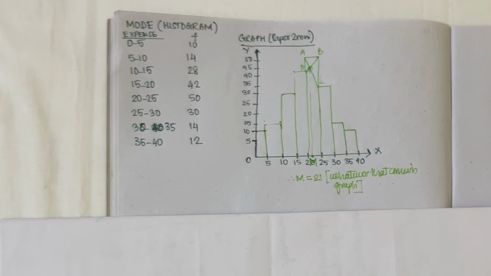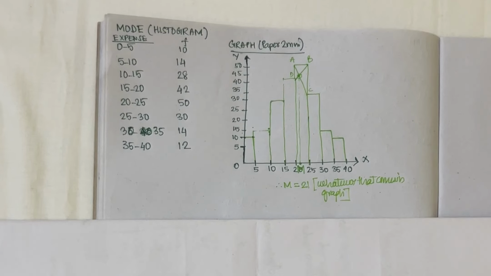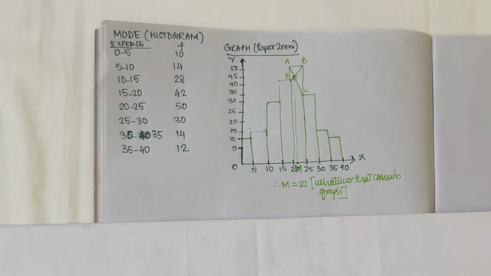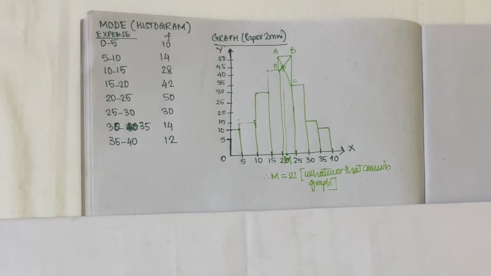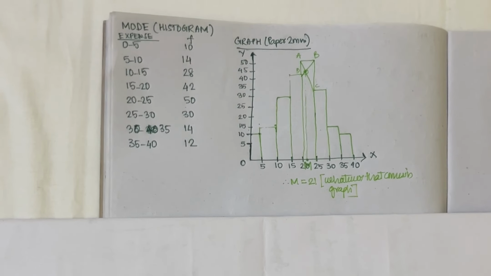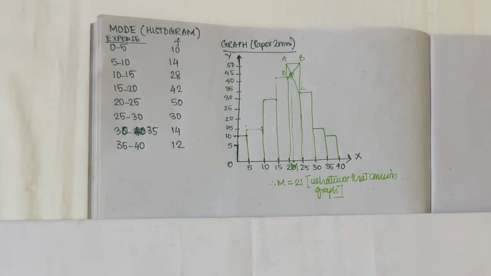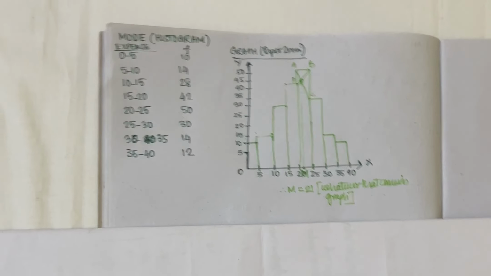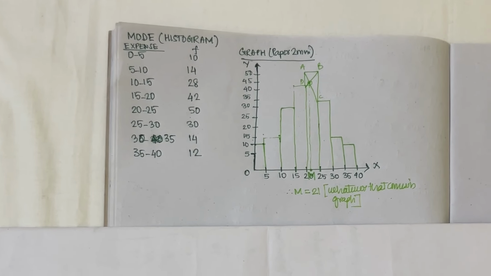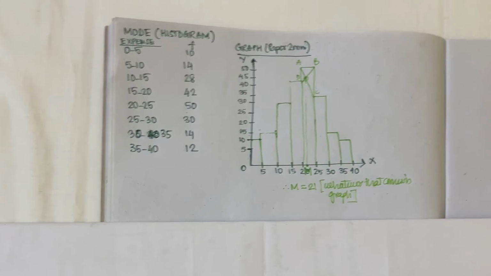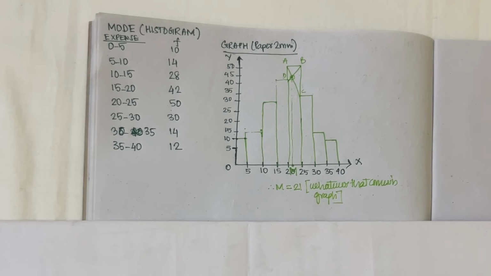For mode, histogram. The expense or the class interval is 0 to 5, 5 to 10, 10 to 15 till 35 to 40. Frequency is 10, 14, 28, 42, 50, 30, 14 and 12. Now we have to plot this in the original graph paper. As I am not doing it for now, I am just showing the rough how to do in this sheet as well. Now we are going to plot the x-axis, that is the class interval axis, and y, that is the frequency axis, and simply plotting it.